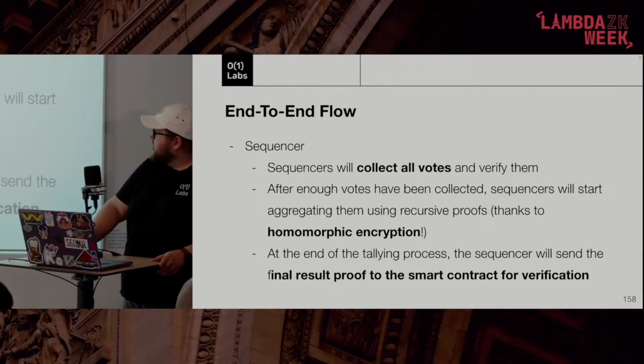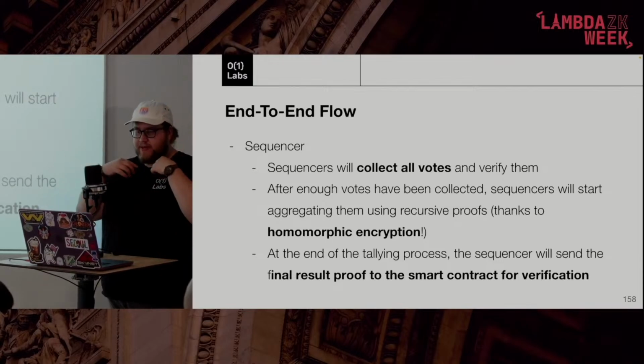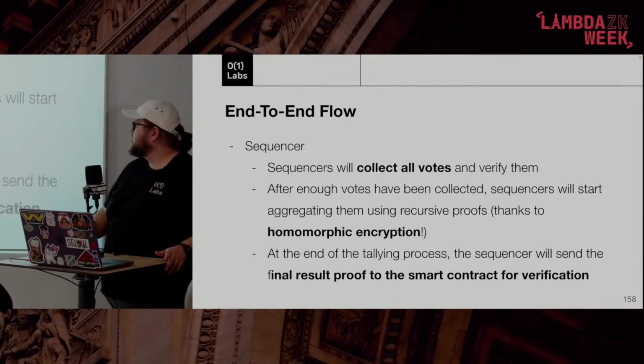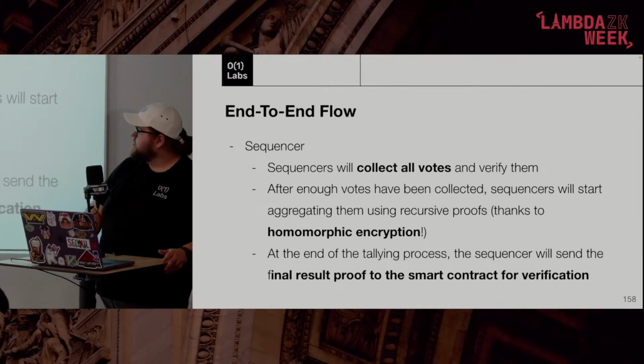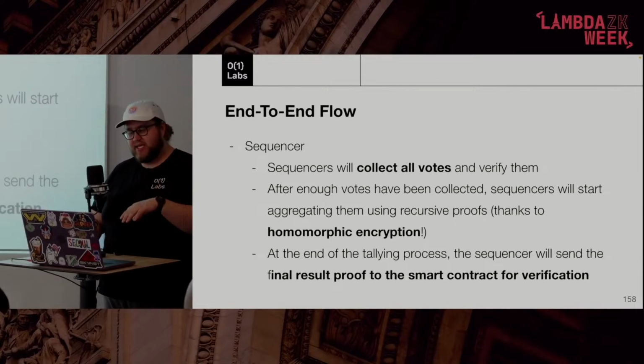The sequencer would then collect all votes and verify them as a first step, making sure that they are indeed correct. After enough votes have been collected, the sequencer will start aggregating them, counting them together, tallying, using homomorphic encryption again, without having to decrypt them. And if they don't decrypt them, they also don't get to see the contents of the vote, so they don't see the intermediate result, and they couldn't do anything fancy with it.